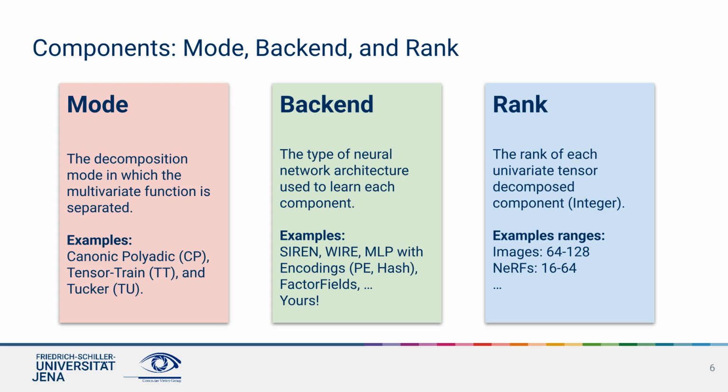The rank is an integer which controls the degree of compression. This depends on the task. For images, the optimum range of rank is somewhere between 64 and 128. For NeRFs, it is around 16 to 64, etc.